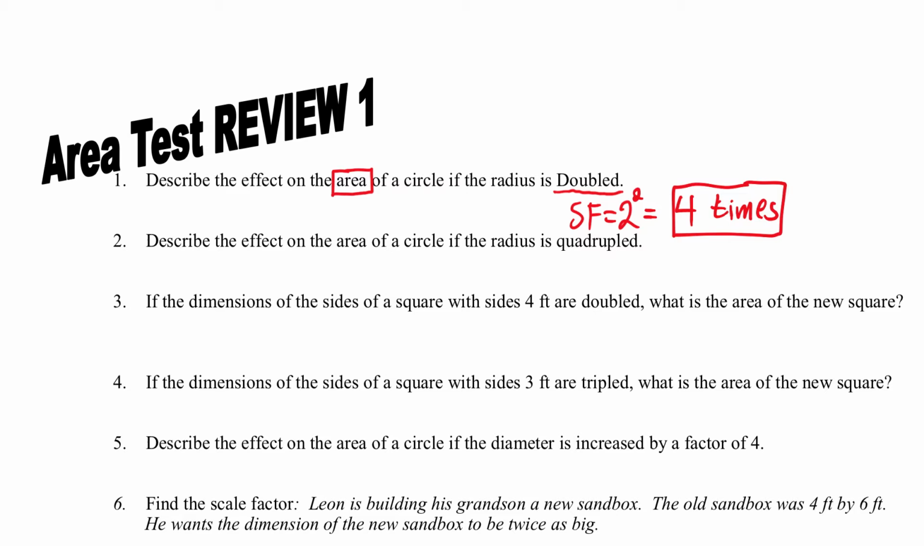So like on number 2, it says, describe the effect on the area of a circle if the radius is quadrupled. All right, so again, we're talking about area. What do you do when you quadruple something? Multiply by 4. So if the radius is quadrupled, what's going to happen to the area? Okay, so again, the area changes by the square of the scale factor, which means it would be 16 times the original.